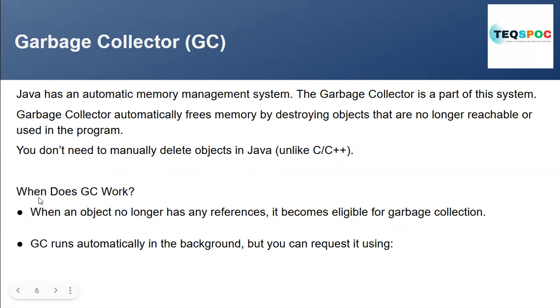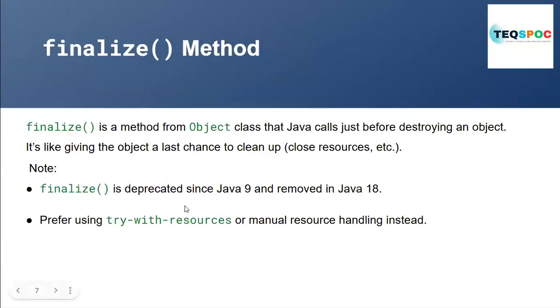GC is the short form of garbage collector. How does the garbage collector work? When an object no longer has any reference, it becomes eligible for garbage collection. GC runs automatically in the background, but you can also request it, or create a program to run the garbage collector. But it automatically runs in the background.